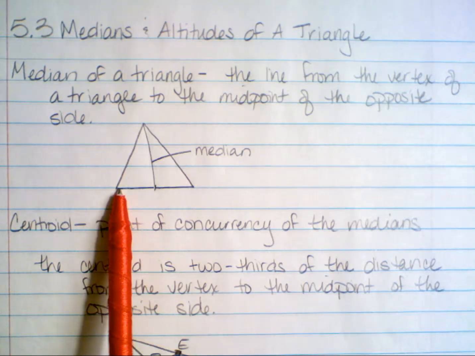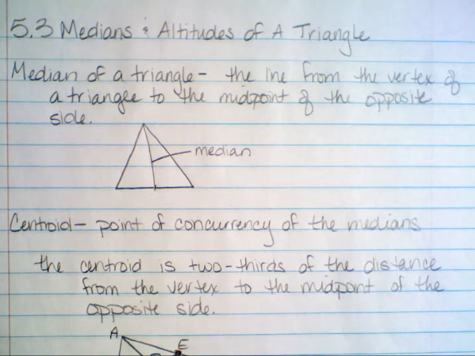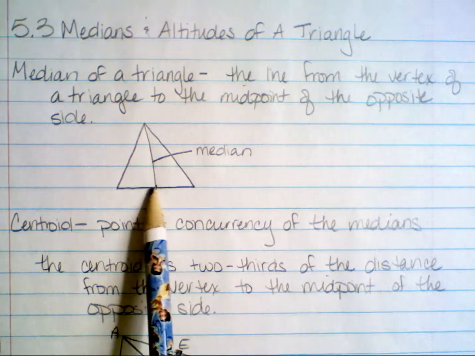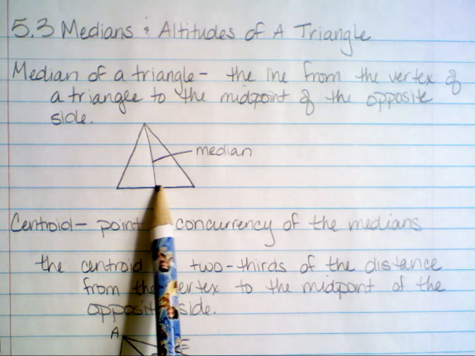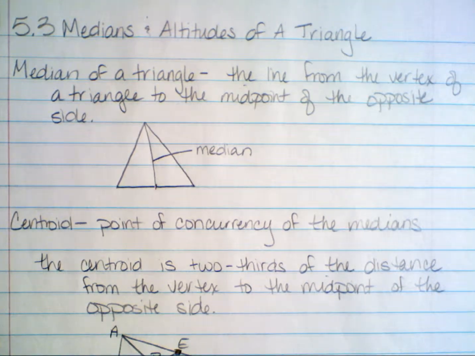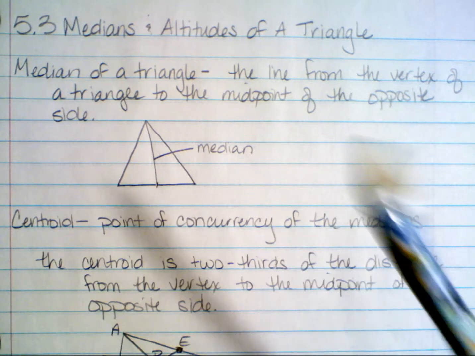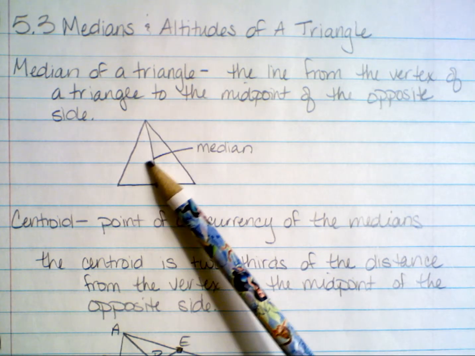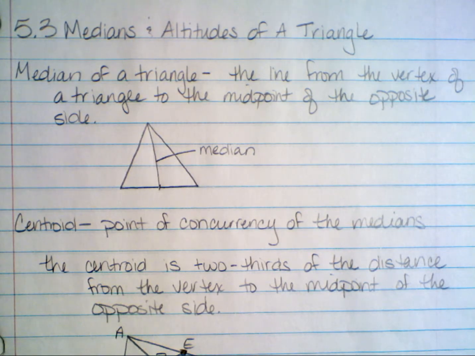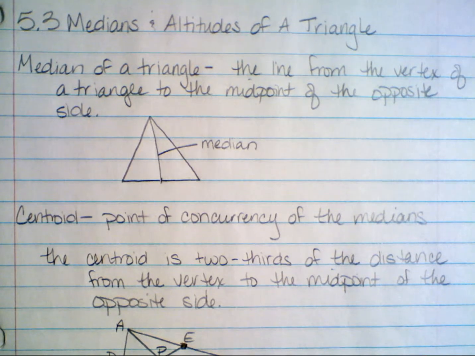So we know if this is a median that I have drawn there, then I know that this segment down here is congruent to this segment right here. So just by knowing that it's a median, I know that that relationship exists. Then the next one is the centroid. And the centroid is the point of concurrency of all of the medians. So if I were to draw the median going from this vertex to the other side and this vertex to the other side, they would all meet at one point of concurrency. And that point of concurrency is called the centroid.